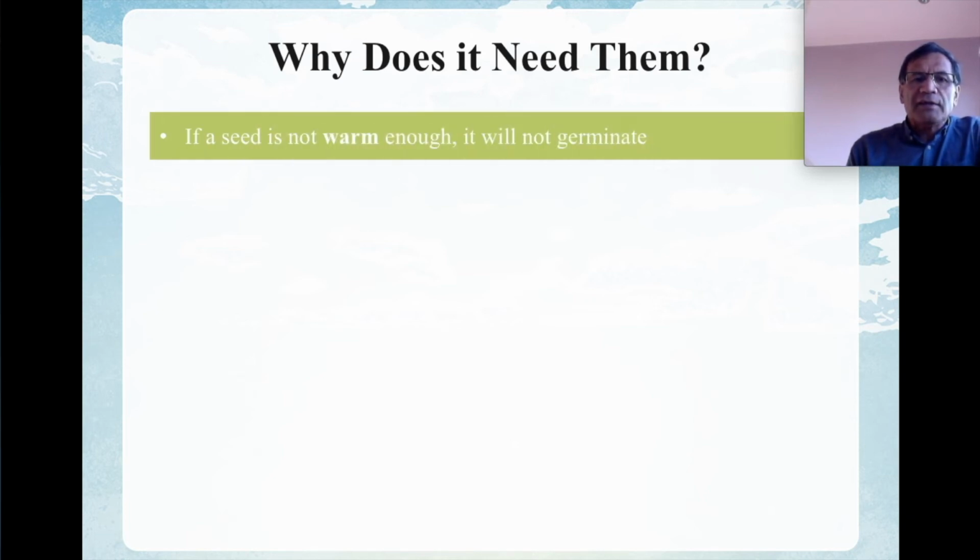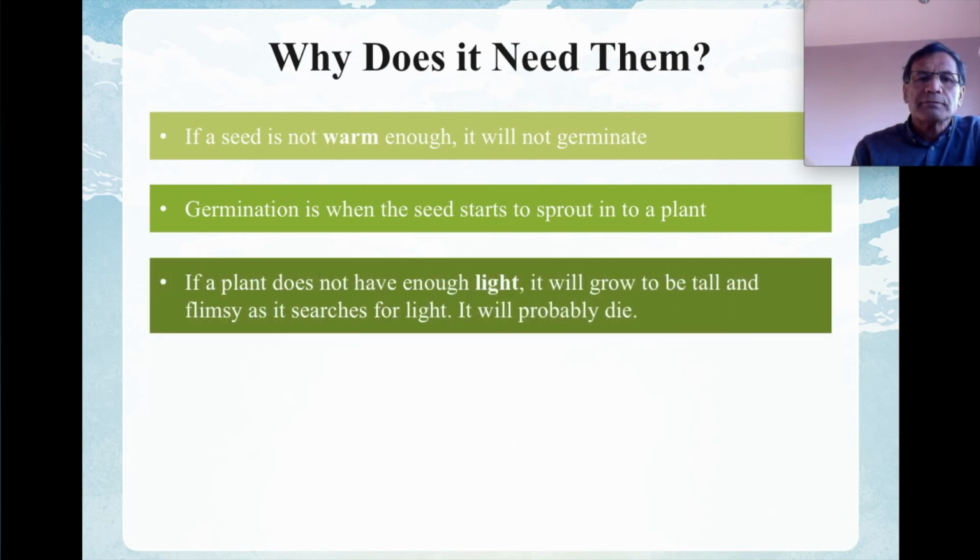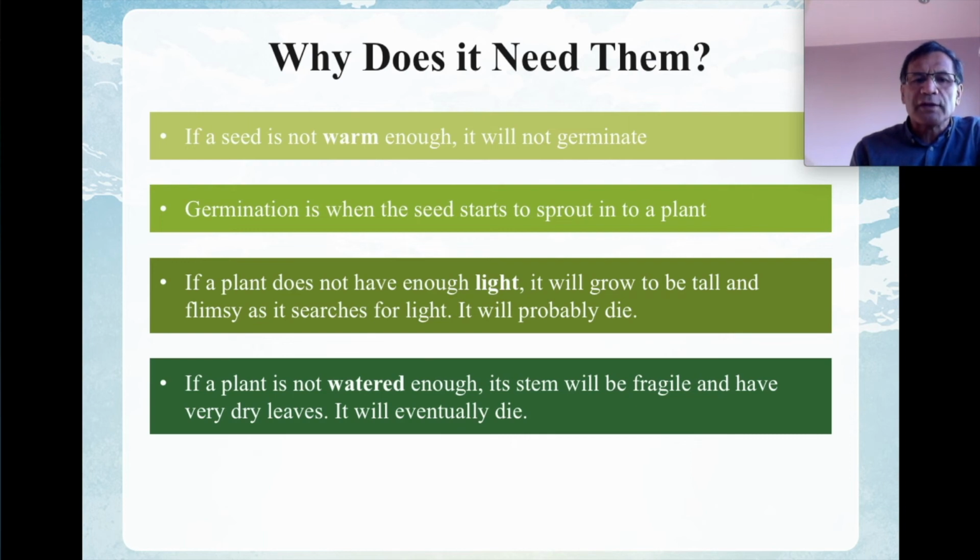Right, if a seed is not warm enough, it will not germinate. So we're thinking about temperature. A seed needs the right temperature to grow or germinate. Germination is when the seed starts to sprout into a plant. If a plant does not have enough light, it will grow to be tall and flimsy. As it searches for light, it will probably die. If a plant is not watered enough, its stem will be fragile and have very dry leaves. It will eventually die. Fragile means very easy to break.